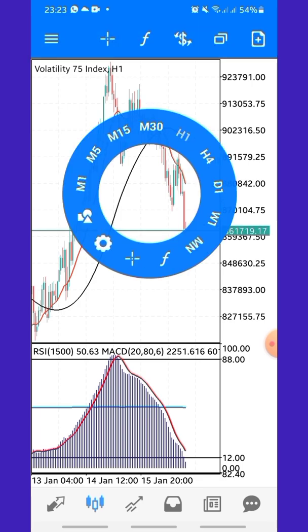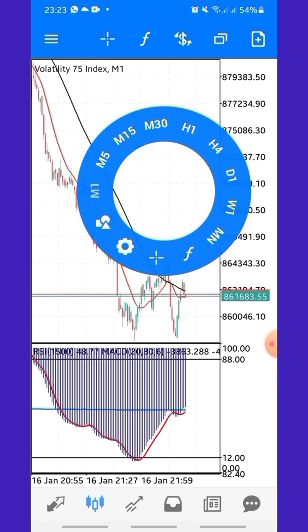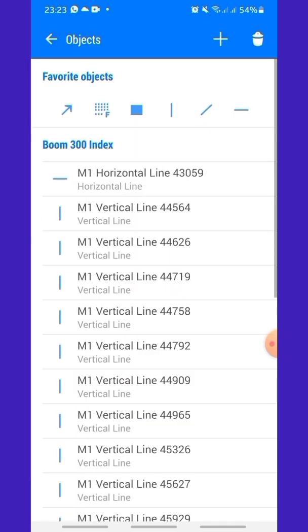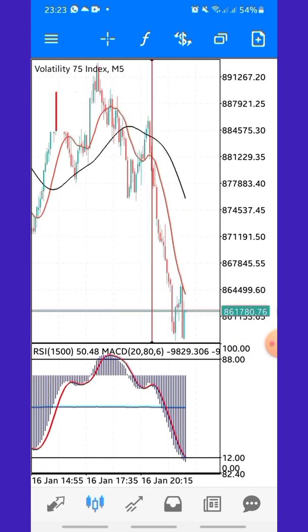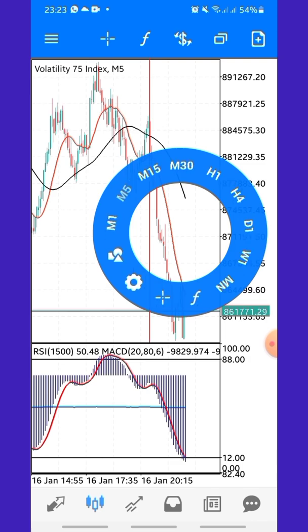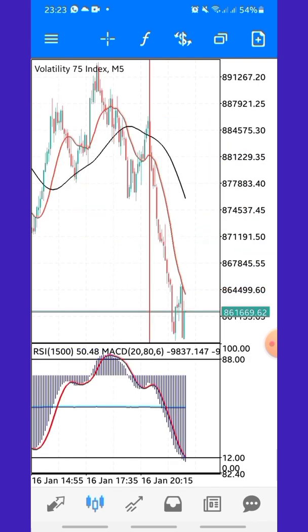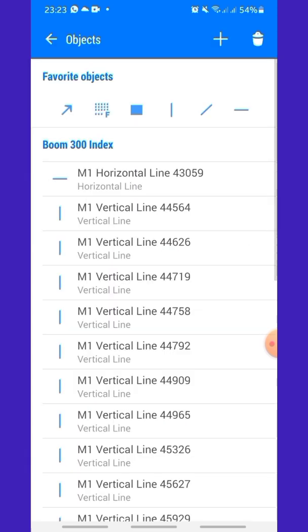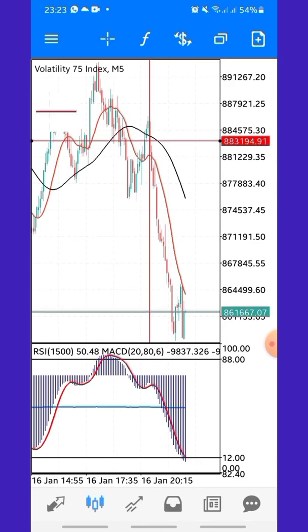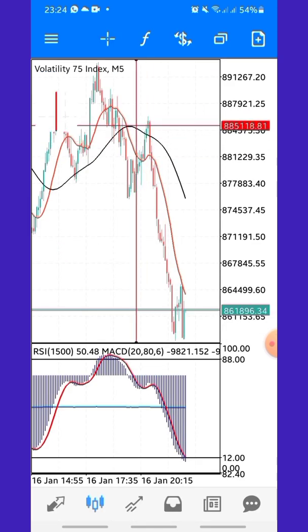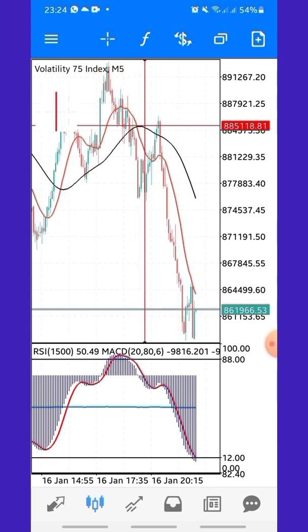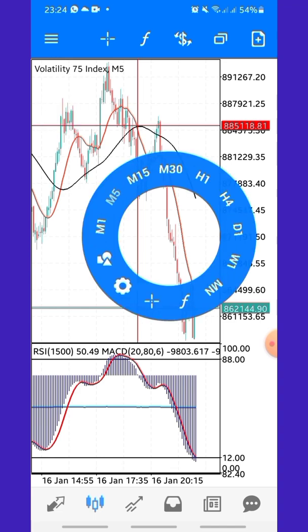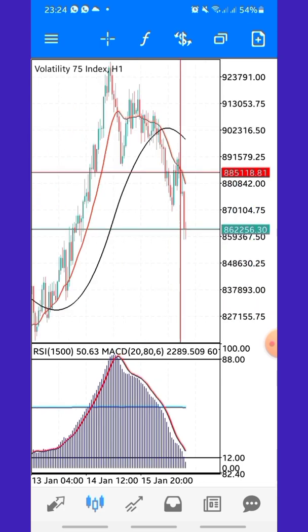Let me go back to my 5 minutes time frame and mark my point again. I have my entry point at this point. This is where my condition was fully made on the 5 minutes time frame. So I'm going to move this to the higher time frame and see what we got.